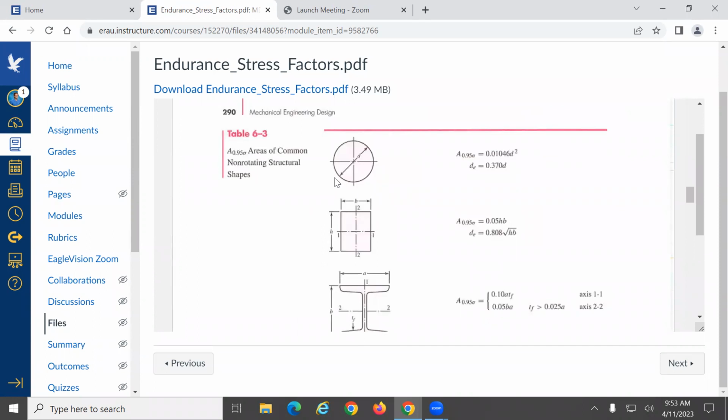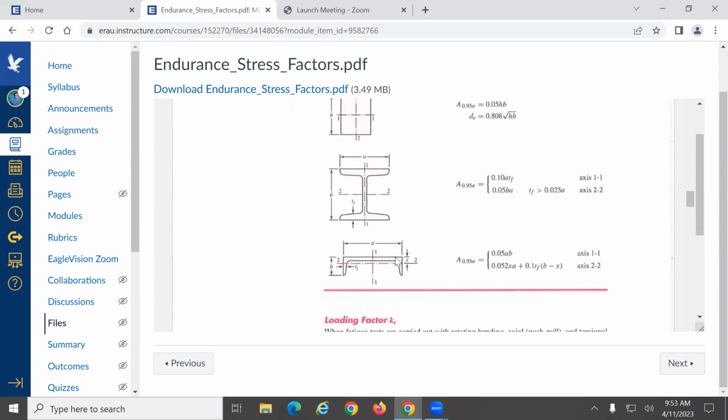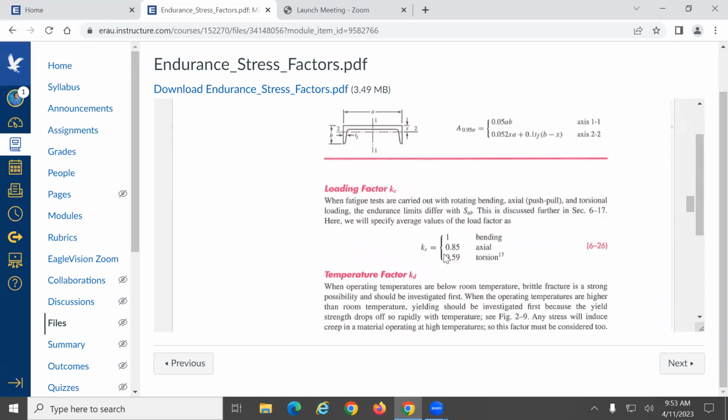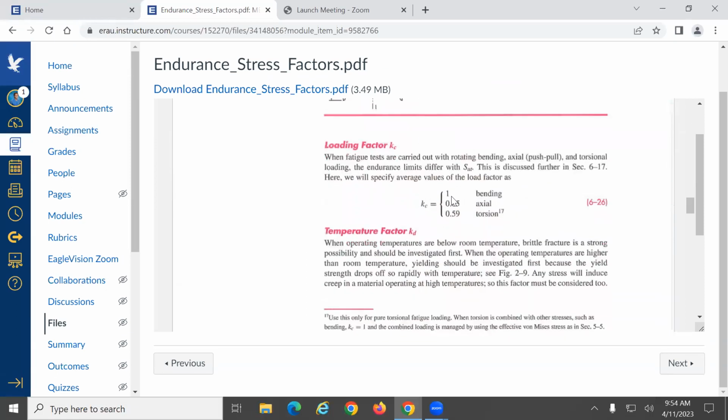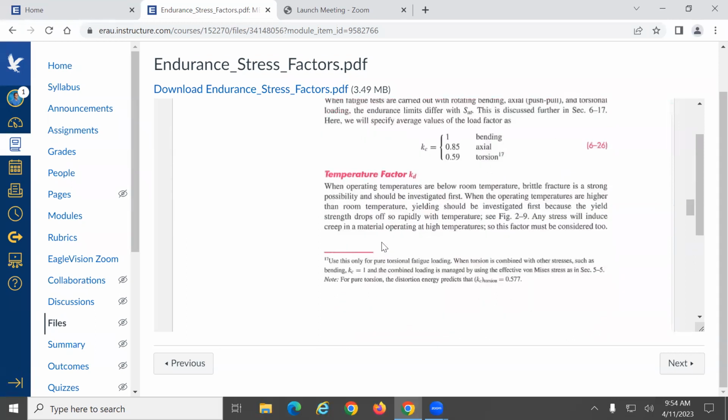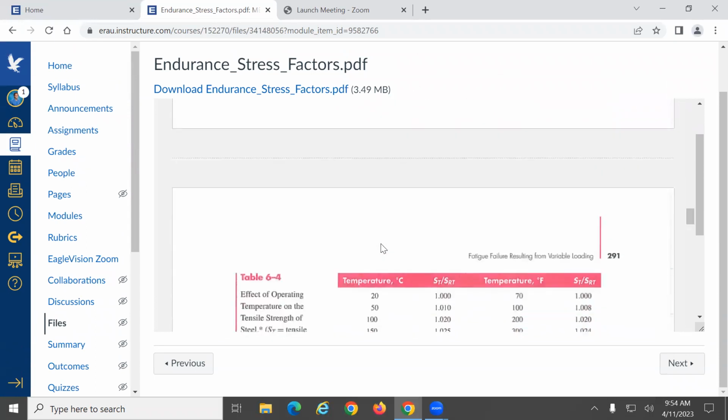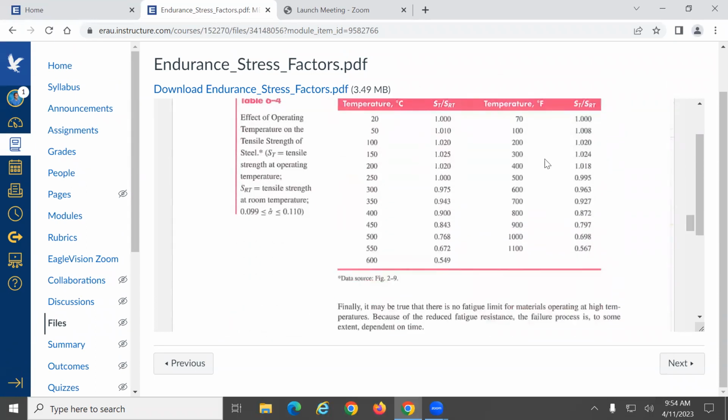Areas of common non-rotating structural shapes. So you see here, they give you coefficients, DE, there's an I-beam, a C-shaped beam. Loading factor, they give you 1.9485 is actual, 0.59 if it's in torsion, okay? Temperature factor, all right, that's another one. For the temperature factor, you need to go to this table and you get it from all this stuff over here, all right?